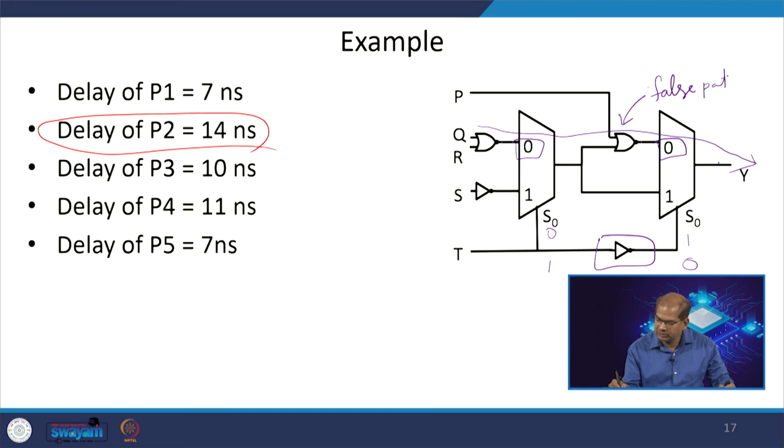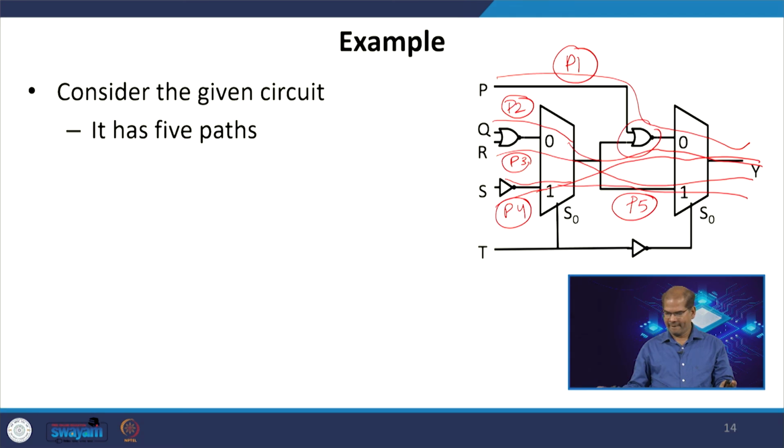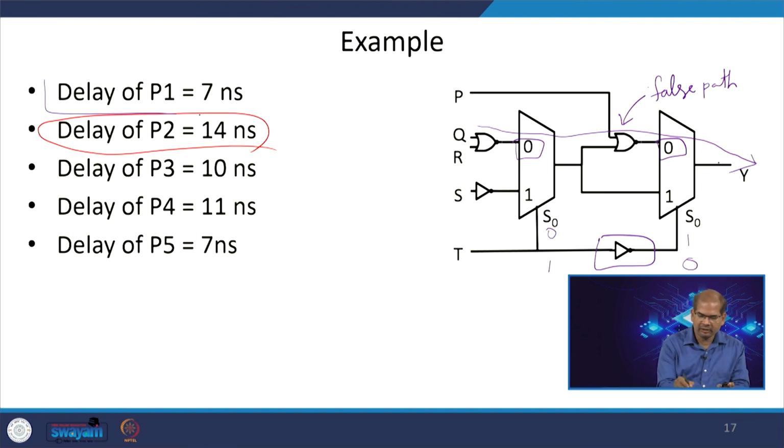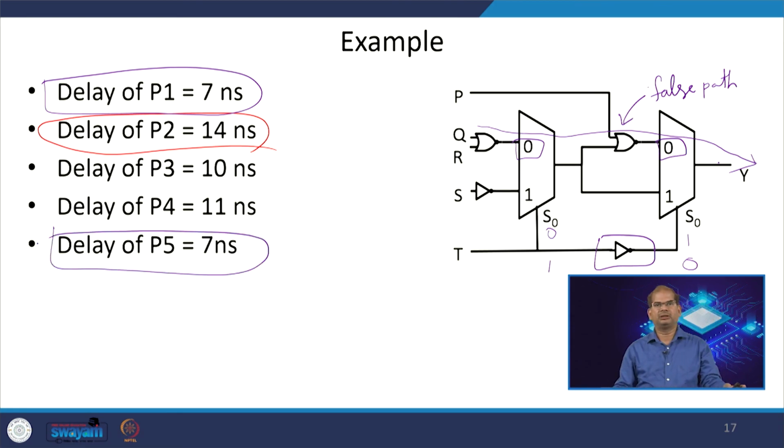Since it is a false path, we need to tell the tools that we should not consider this path as a critical path, so that it will not be taken into account while doing the critical path analysis. Then which is the shortest path here? We have P1 and P5. Both paths are shortest in the design. Both need to be considered whenever you are doing the hold violation check.